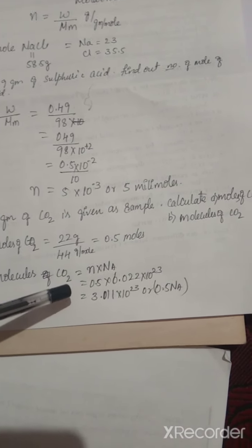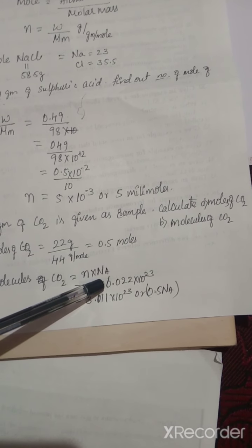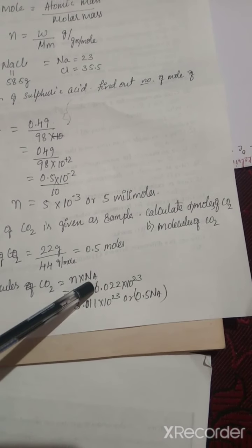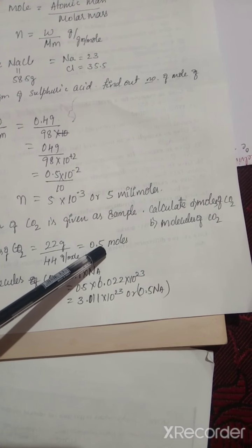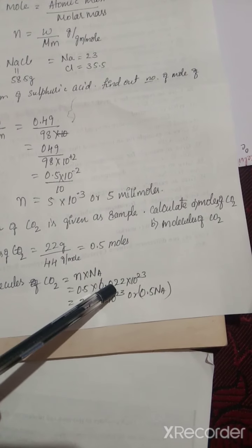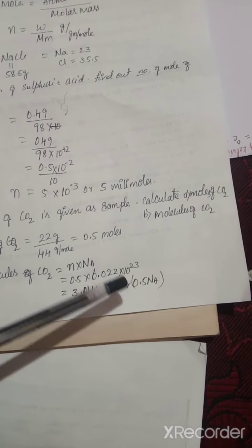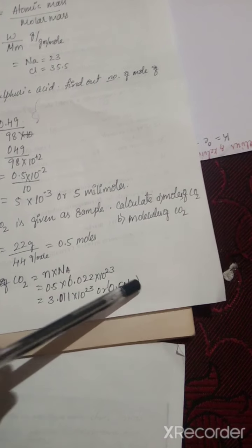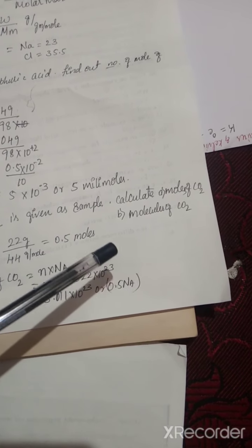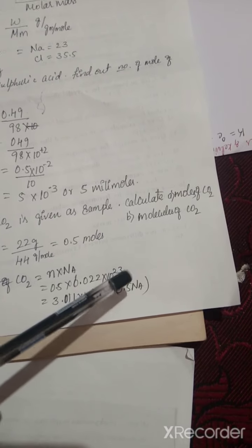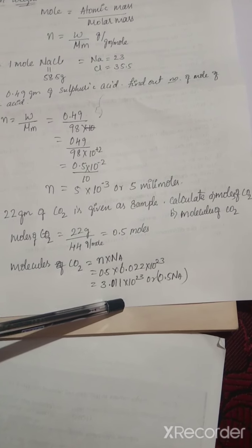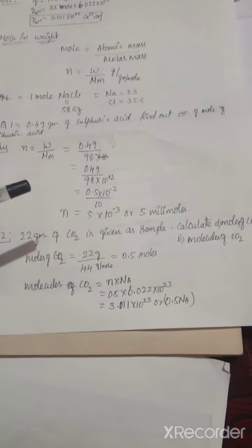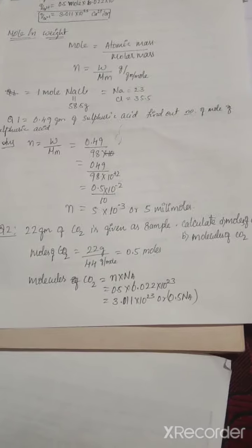How can we calculate the molecules? Molecules is equal to moles into Avogadro number. From here we got the moles, that is 0.5 moles into Avogadro number, or else we can write it as 0.5 into Na. That means 0.5 moles times Avogadro number, which gives the molecules of CO2. This is about how to calculate the moles in weight.